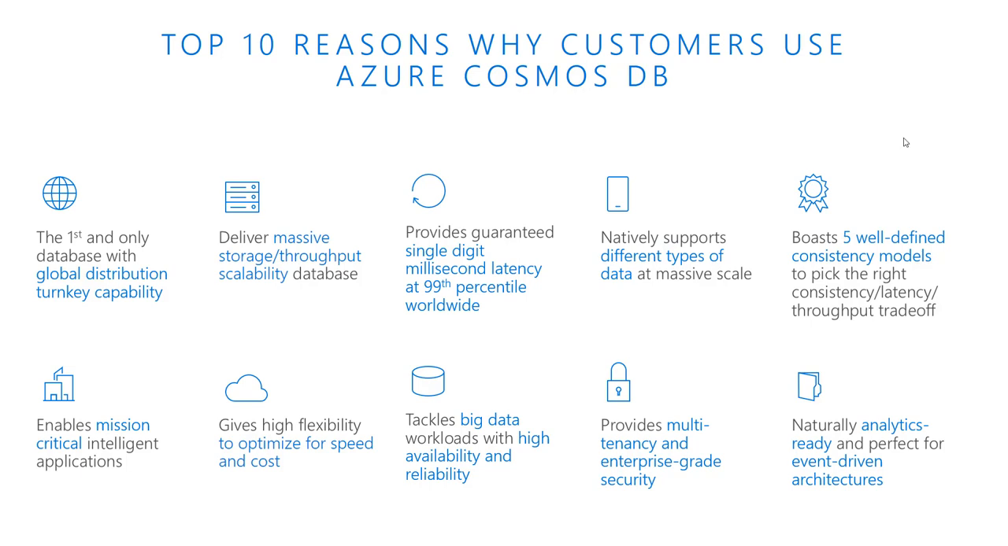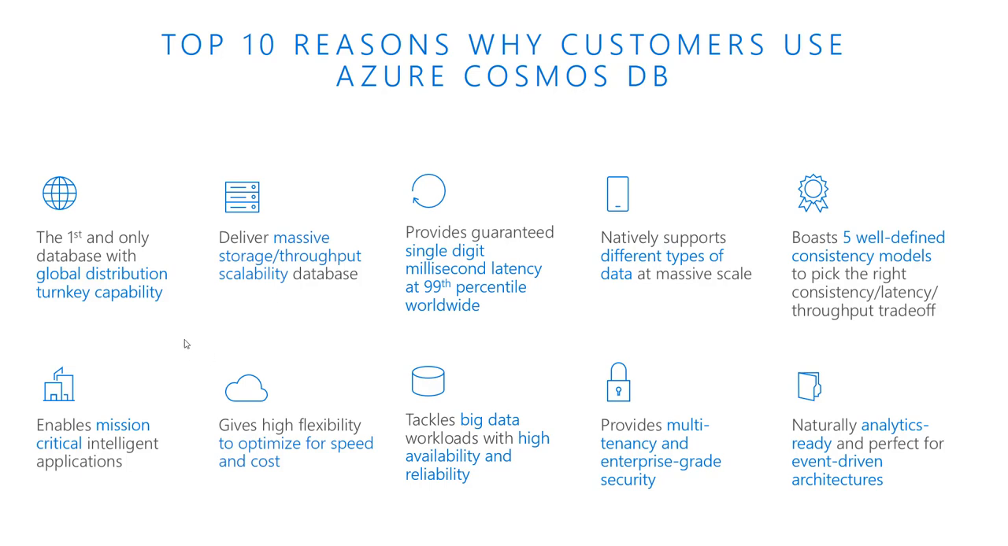And we have these 5 very well-defined consistency models to pick the right consistency for your solution. You don't have to choose between two extreme ends of the spectrum like strong or eventual. So you have lots of other options here in Cosmos DB. And all this is on top of the multi-model data. So all these different kinds of data which you are storing support all these different kinds of consistency models.